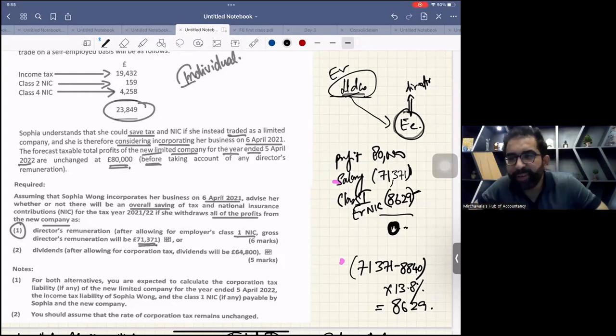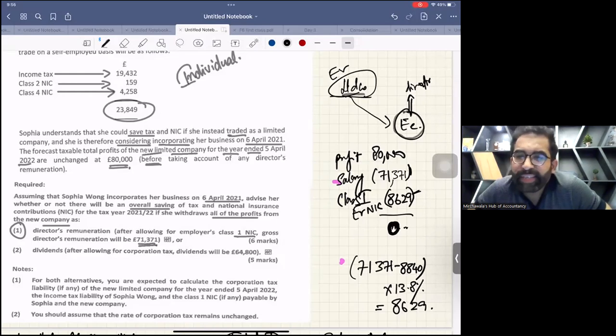One more thing, just a wrong thing. Listen. If somebody deducted 80,000 as a salary, then the company has to pay class one employer NIC on that 80,000. So there will be a negative number. And obviously the company only has this 80,000 cash. Then how will the company pay the remaining deficit? Just think, how will the company pay the remaining deficit?